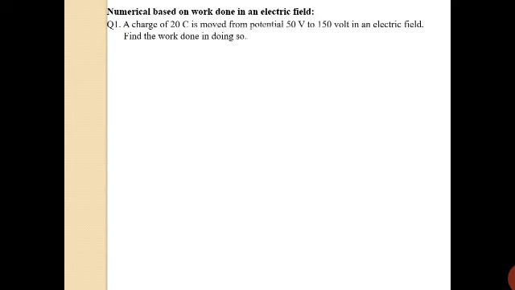The very first is: a charge of 20 coulomb is moved from potential 50 volt to 150 volt in an electric field. Find the work done in doing so. So the charge is given to us, and potential at two different points is also given. Charge is moving from low to high potential, so work will be done. So what is to be done? Find the potential difference. V is equal to 150 minus 50, that is 100 volt. Charge is given, 20 coulomb, and according to the formula and concept, W will be QV. Multiply and get the answer, that is 2000 joule.